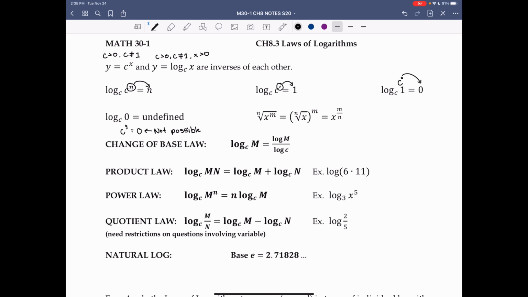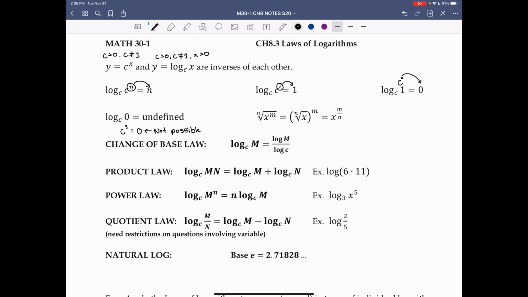We have the change of base law, which says if we have a log that's in base c, we can change that to log base 10 by taking log of the argument and dividing it by log of the base. So log base 10 of the argument divided by log base 10 of the base. I remember this by thinking the big number is on top because it's bigger, small number is below because it's smaller. The product law says that log c of an argument that is a product, m times n in this case, equals log base c of m plus log base c of n.